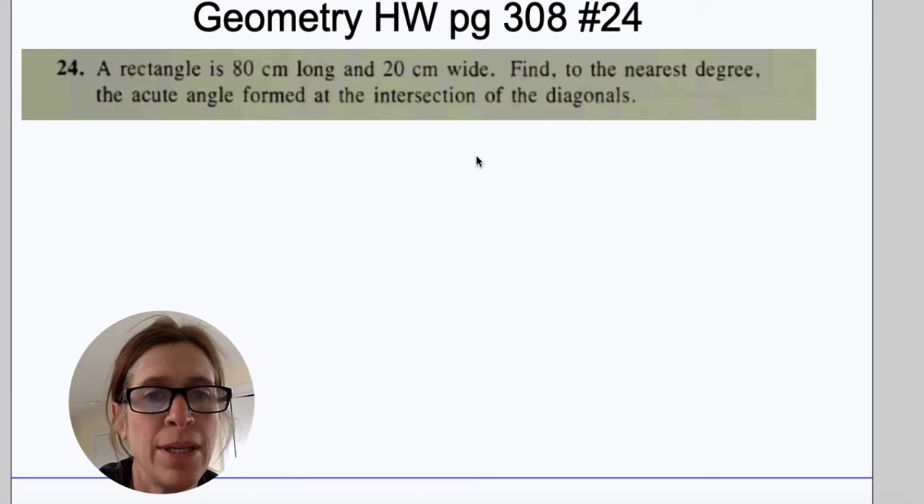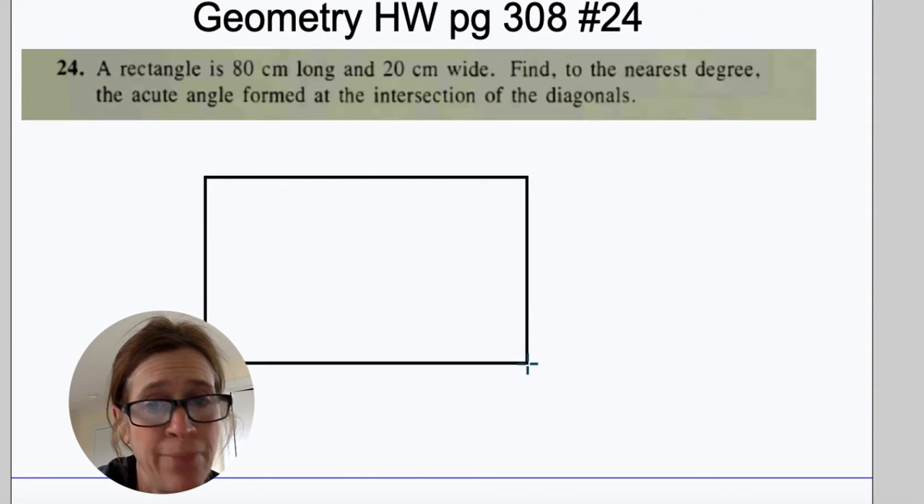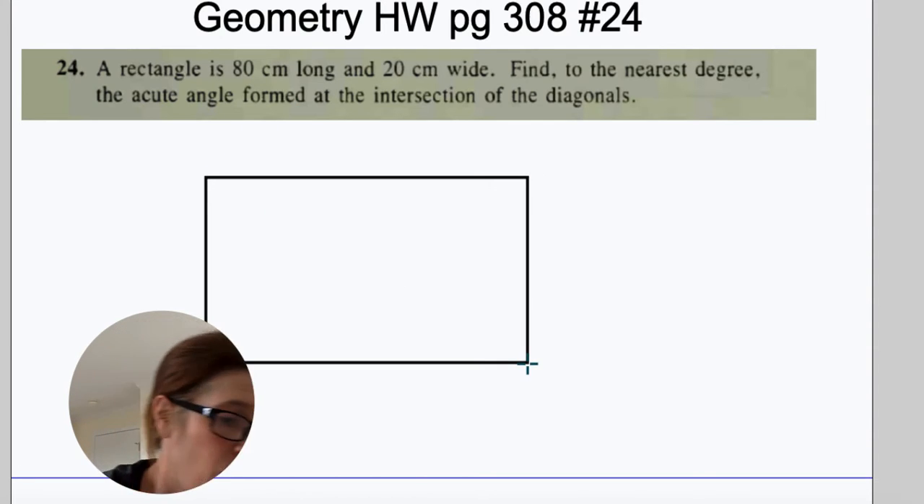A rectangle is 80 centimeters long and 20 centimeters wide. Find to the nearest degree the acute angle formed at the intersection of the diagonals. Lot of words. So the first thing I'm going to do is draw a rectangle that's 80 by 20. Okay. I'm going to do my best here. So I have this rectangle.